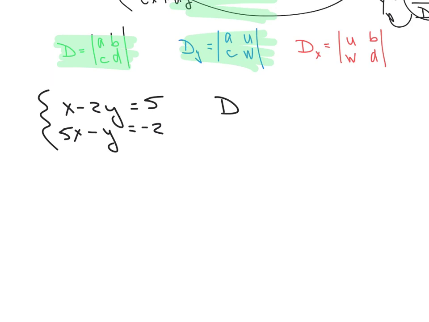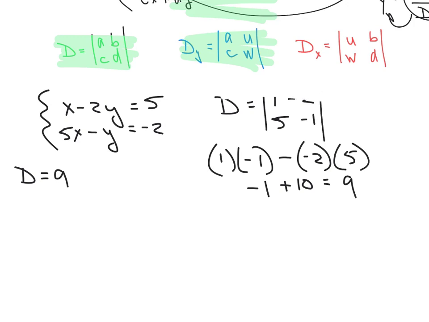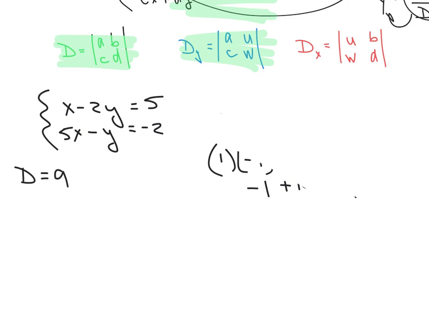We need to evaluate D. And D is going to be, remember it was a, b, c, d. Okay, and that means that we are going to evaluate 1, negative 2, 5, negative 1. Okay, so that's my first determinant. So 1 times negative 1 minus negative 2 times 5 gives me negative 1 plus 10 equals 9. Okay, so my D equals 9. We don't need the rest of this anymore because we found our D is 9.